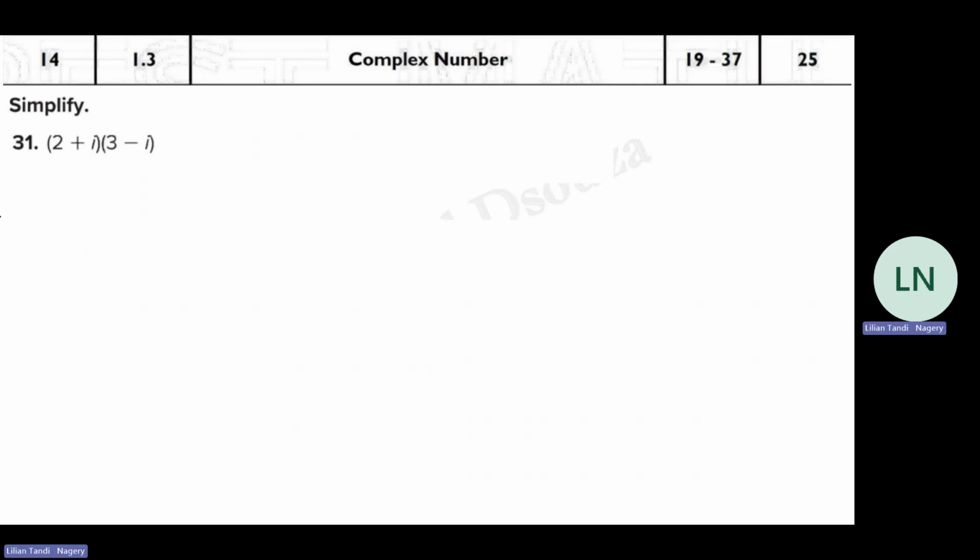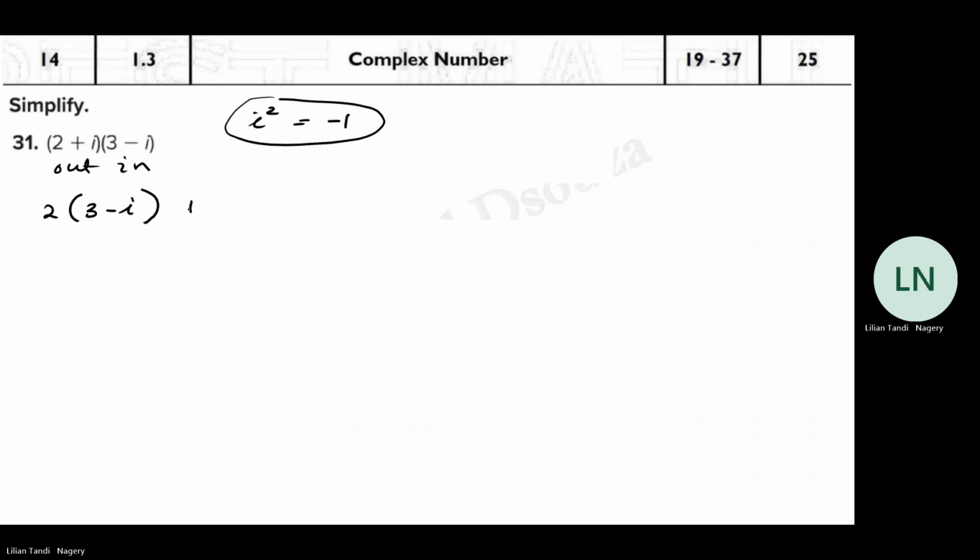Okay, I see multiplying. I remember the rule: i squared is equal to negative 1. The minute I see multiplying, this is the rule that should come to my brain. Then I should expand using either FOIL or the distributive property. It's up to you. You make that decision. I'm doing the distributive property. 2 plus i, 3 minus i.